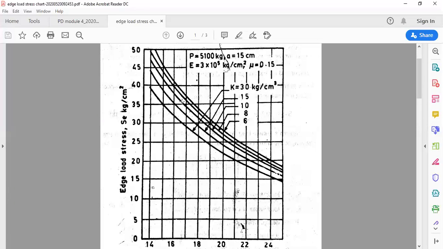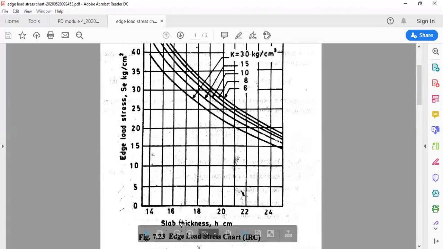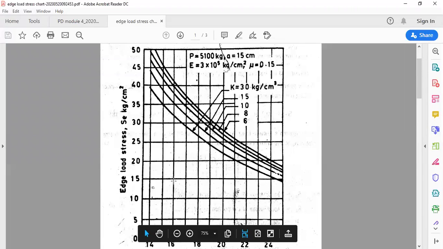Okay. So we have different curves which represent the modulus of subgrade reaction. Your y-axis of the chart is represented by edge load stresses in kg per centimeter square, and your x-axis is represented by slab thickness h in centimeters. So this is how we need to refer to this chart.